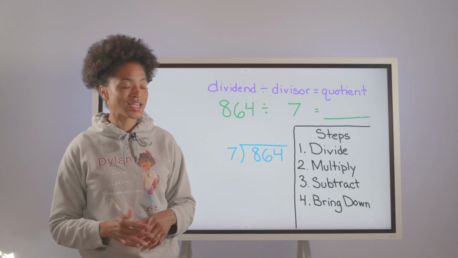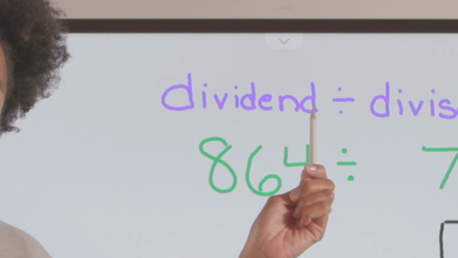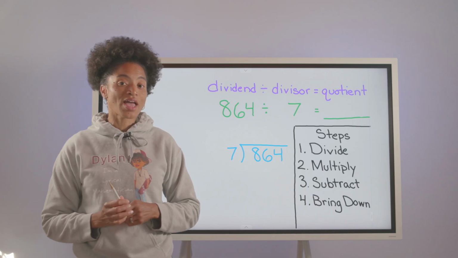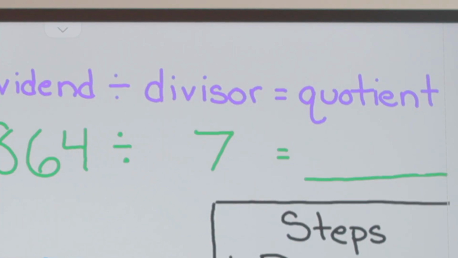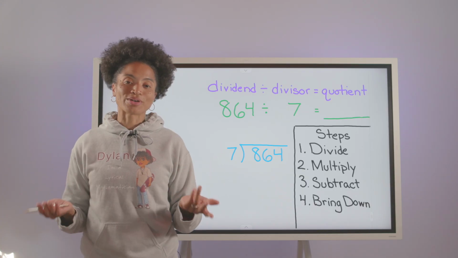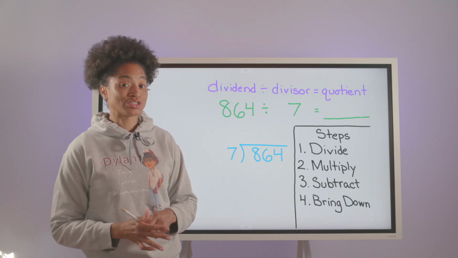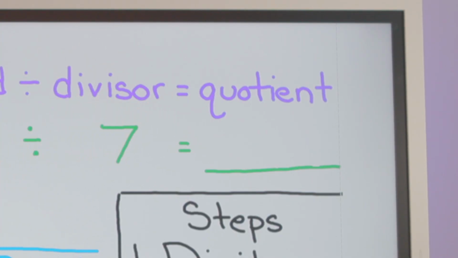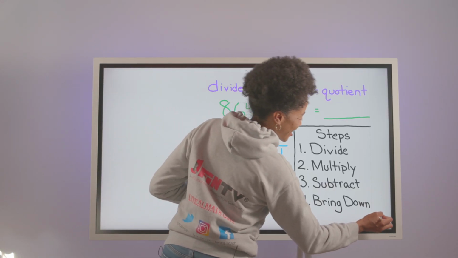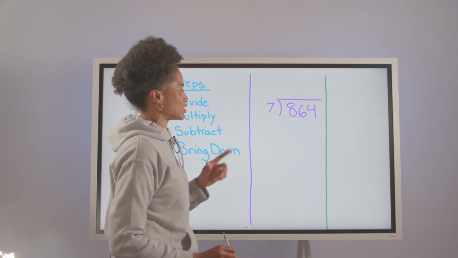And so 864 would be called our dividend, which is going to go inside of our division sign. And 7 is going to be called the divisor, which goes on the outside. And what we're going to do is follow these steps to get the answer, which is called the quotient. Say it with me, quotient. Good job. All right, let's check out how we use these 4 steps to solve.